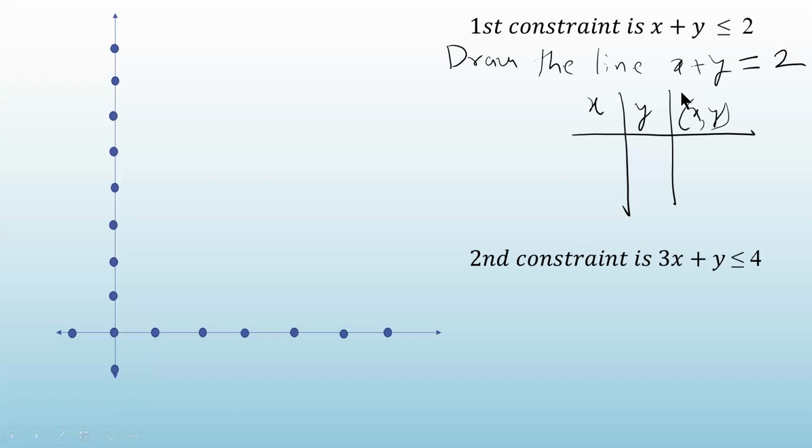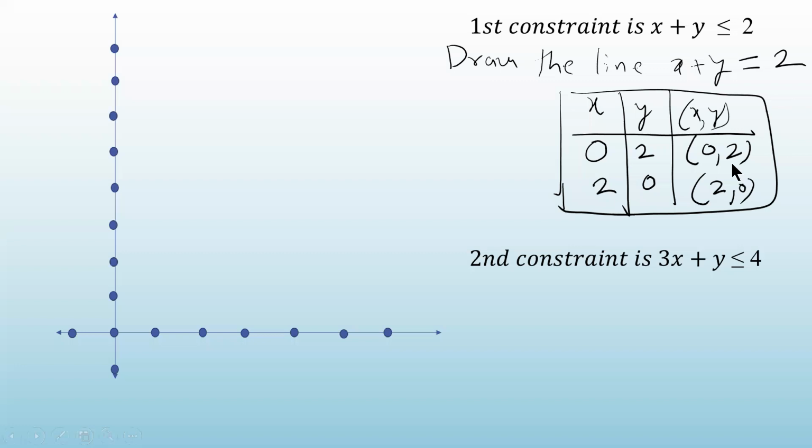So the easiest method which I have taught you is to give any value of x and find out the value of y. The easiest one is x equal to 0, because this will ease my calculation. When I put x equal to 0 here, I get 0 plus y equal to 2. So y is equal to 2. So I will get the point 0, 2. Now let us put y equal to 0. When I put y equal to 0 here, I get x plus 0 equal to 2. That is x equal to 2. So which point will I get? 2, 0.